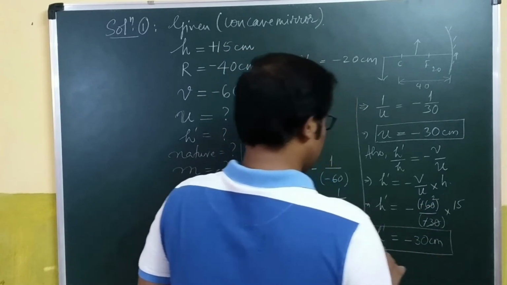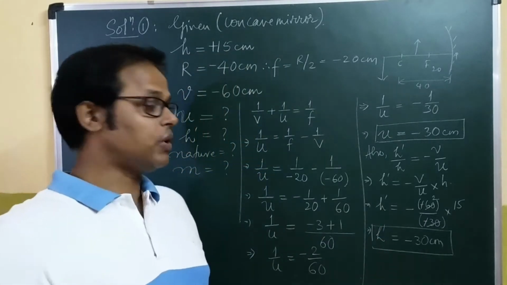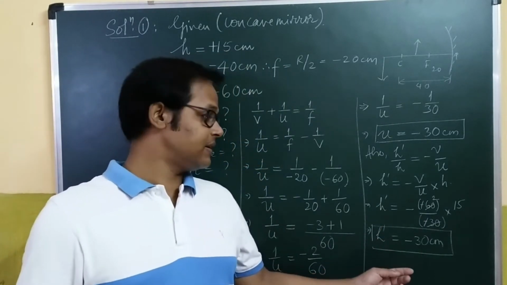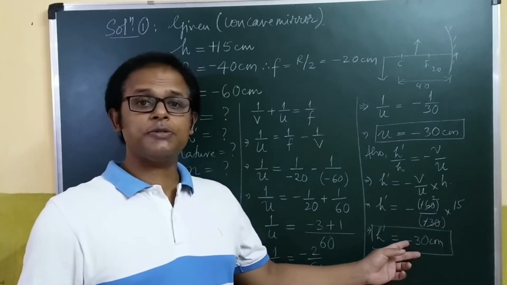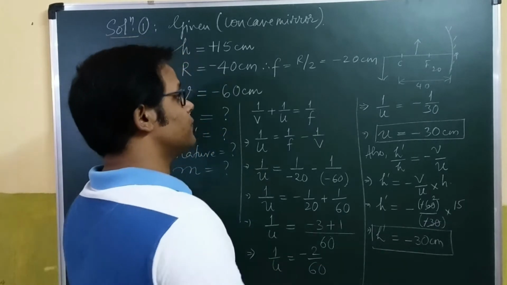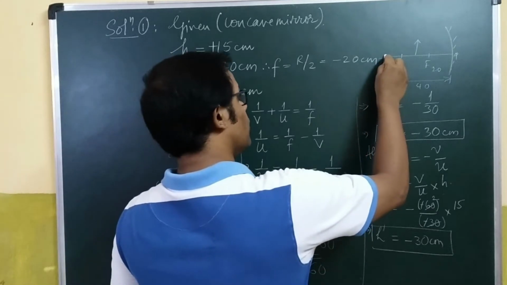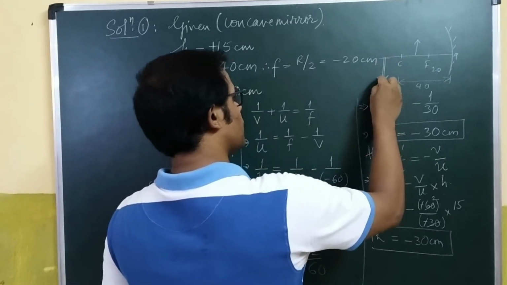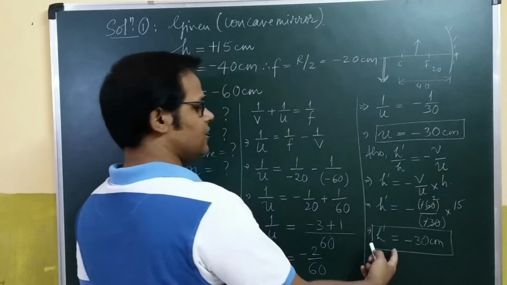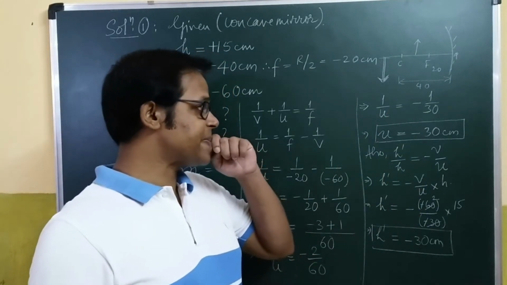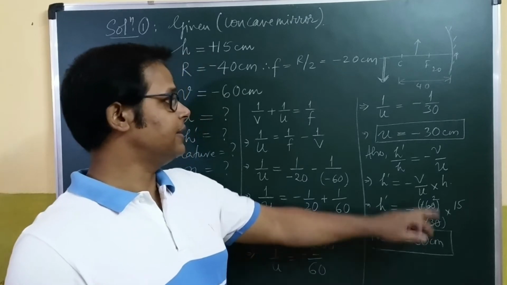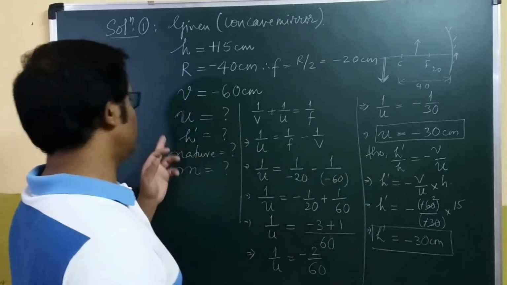Now my dear students, again you need to understand this minus. What does it indicate? Does it have any relevance? Absolutely yes. This minus, the height of the image being minus, says the image is formed below the principal axis. I am talking about the height, and that indicates an inverted image. Minus, u is minus 30, that is what we wanted.